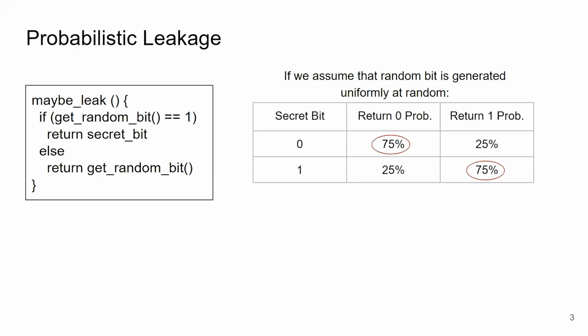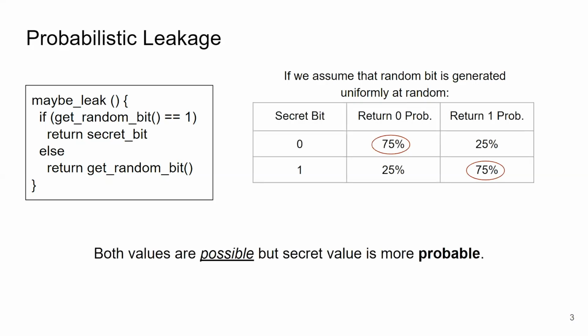However, if we assume that the random bit is generated uniformly at random, we can see that the result actually correlates with the secret bit. In short, both values are possible, but the secret value is more probable. We call this a probabilistic leakage. An attacker who is aware of this behavior can infer the secret with certain confidence.